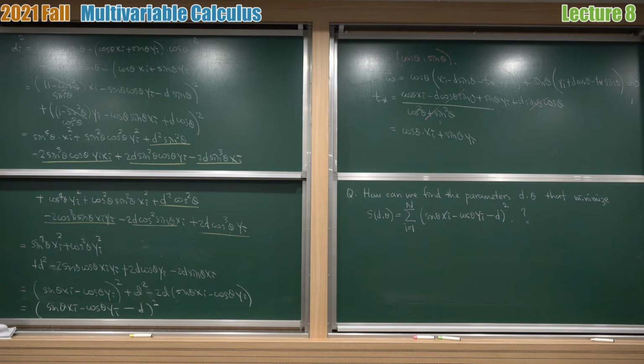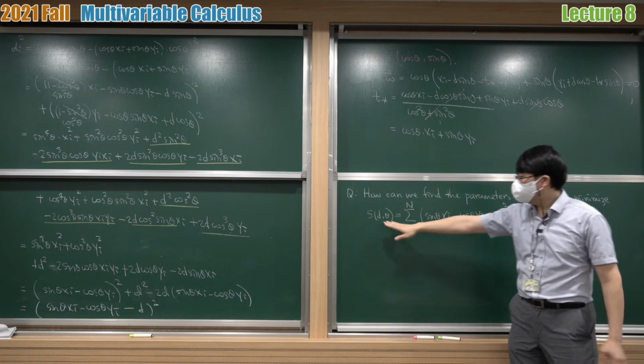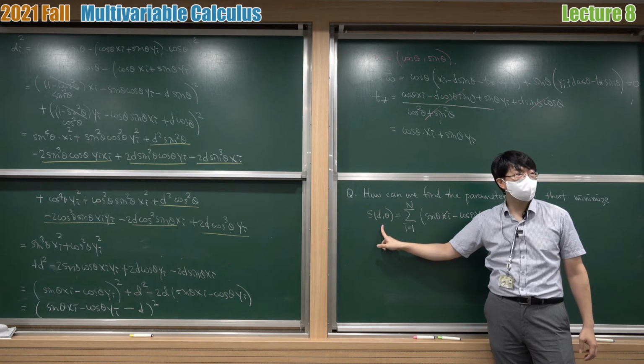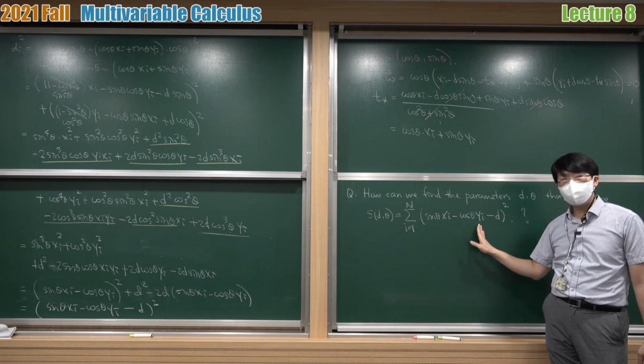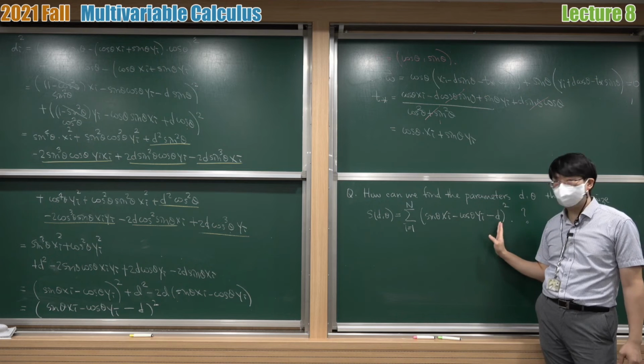So we started from how to find the best fitting line in our data, and we boiled down to the question of finding the minimum of a two variable function. You see xi and yi are constants. You only have theta and d as the parameters.